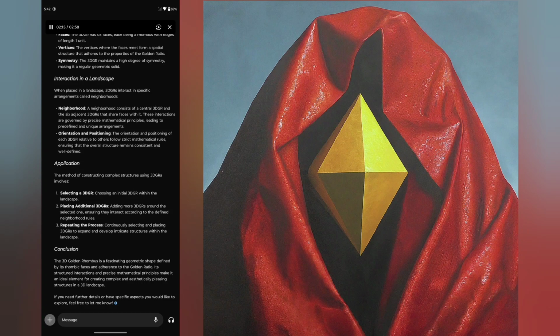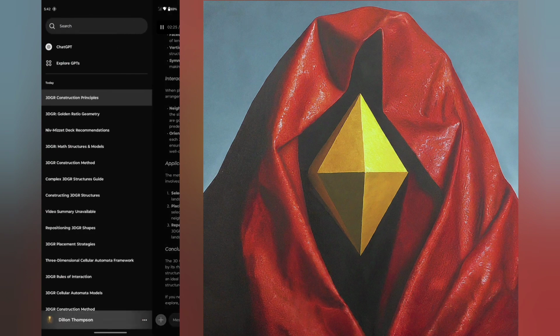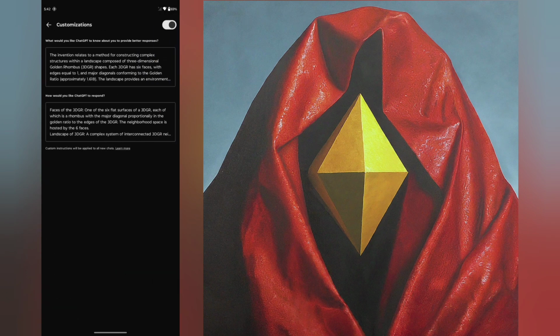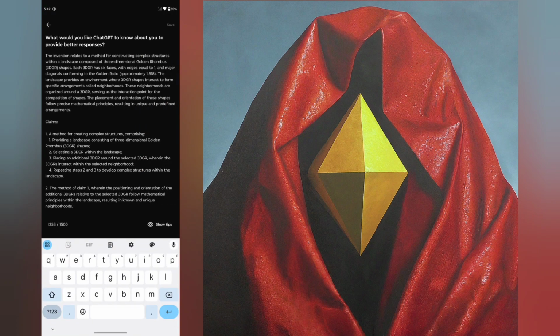2. Placing additional 3D-GRs, adding more 3D-GRs around the selected one, ensuring they interact according to the defined neighborhood rules. 3. Repeating the process, continuously selecting and placing 3D-GRs to expand and develop intricate structures within the landscape.